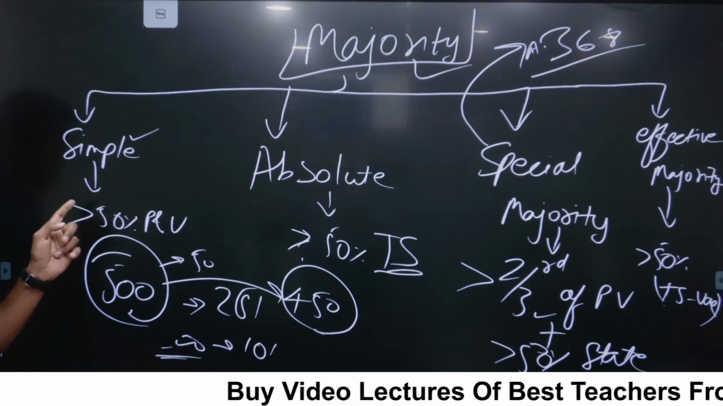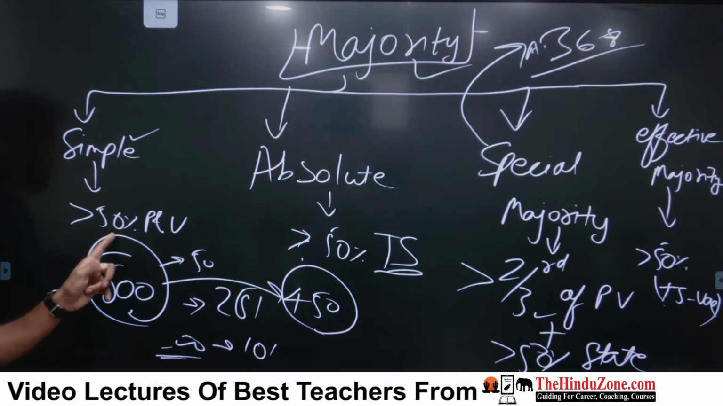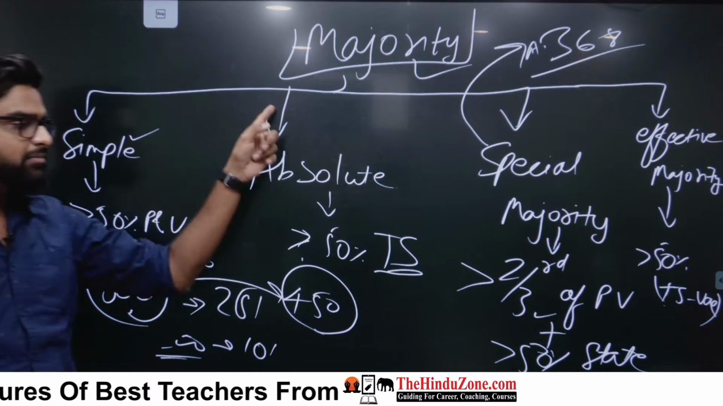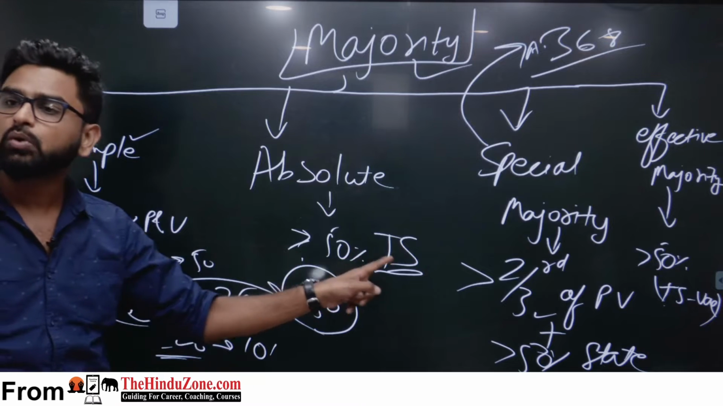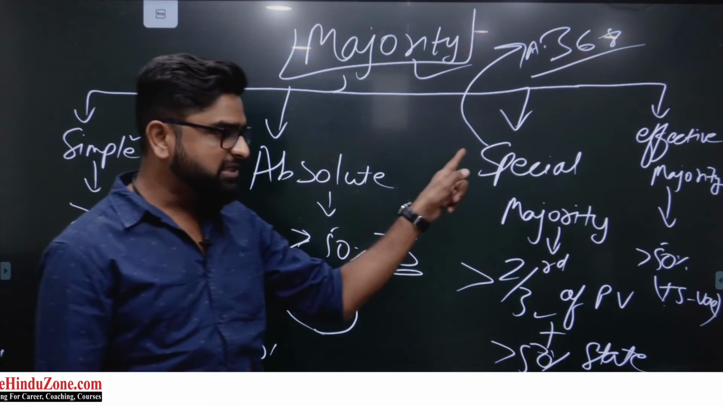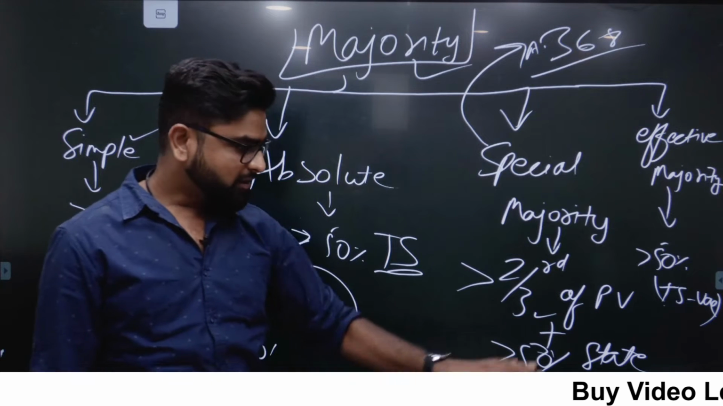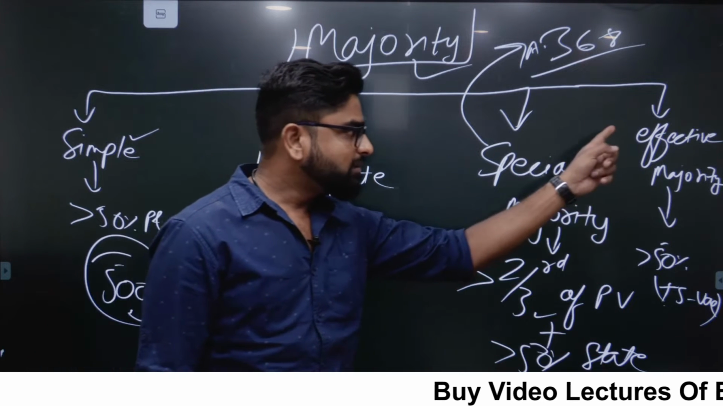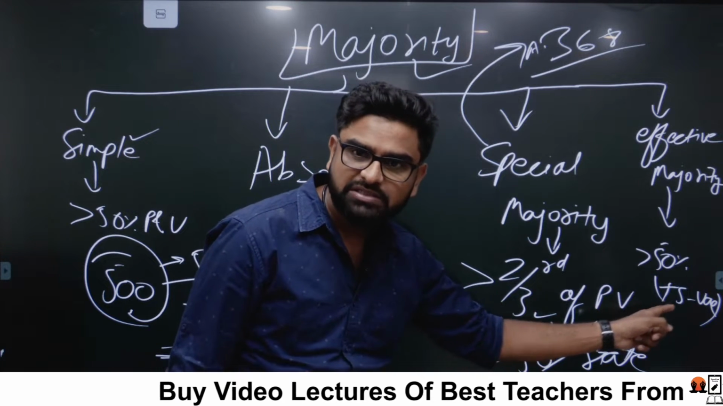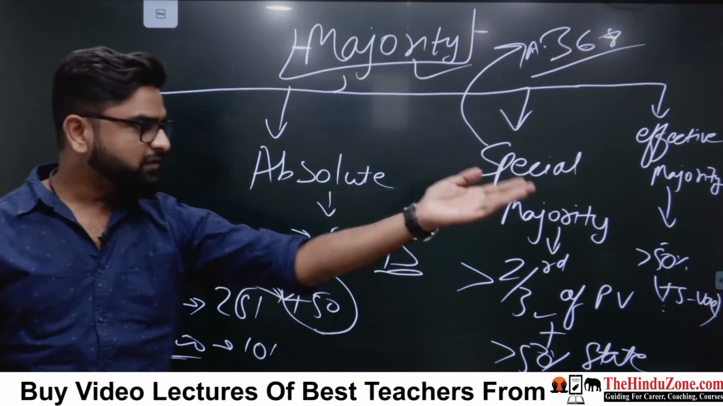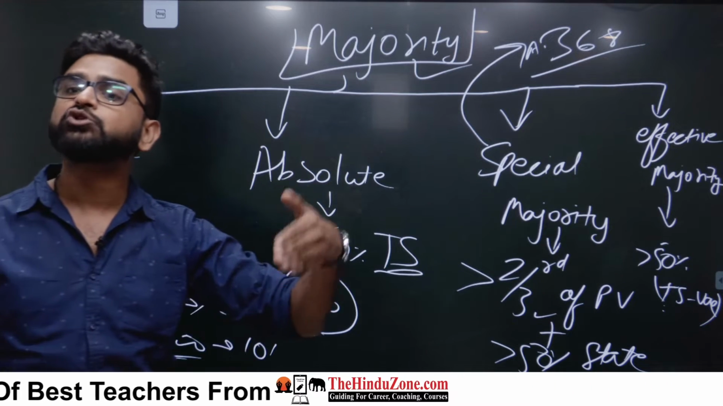Some provisions of the constitution can be amended by simple majority, that is more than 50% of those present and voting. Some can be modified by absolute majority, that is more than 50% of total strength. Some can be modified by special majority, that is more than 2/3 of those present and voting. Please forget this part. Some can be modified by effective majority, that is more than 50% of total strength minus vacancies. Out of these are various kinds of bills. We will do all kinds of bills and we will understand what kind of majority is required.